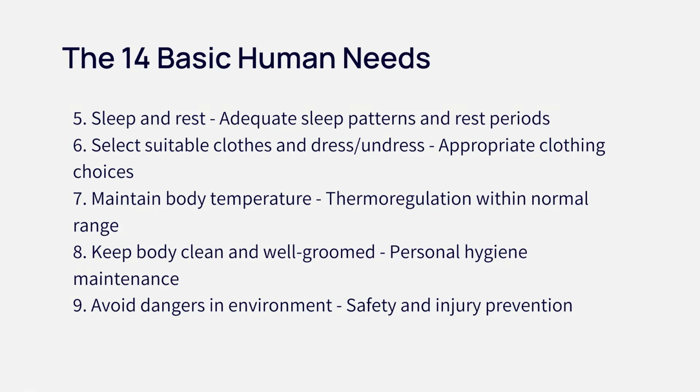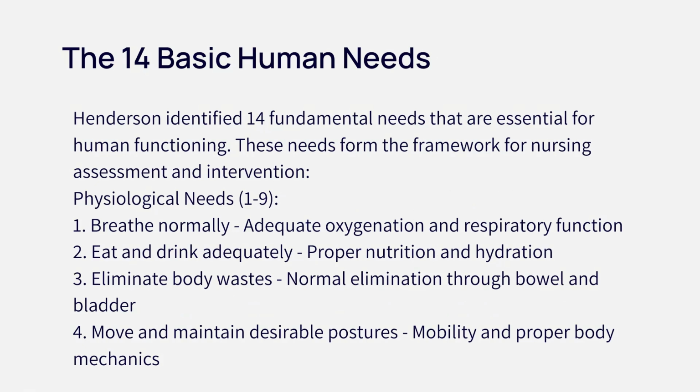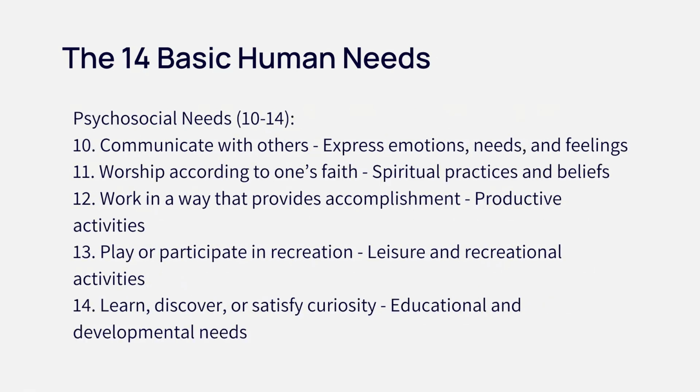Seventh is maintain body temperature, thermoregulation within the normal range. Eighth, keep body clean and well groomed, personal hygiene maintenance. And ninth is avoid danger in the environment, safety and injury prevention. So these are the first nine physiological needs of the body. Okay. Next, 10 to 14 are the psychological needs. These five are the psychological needs.